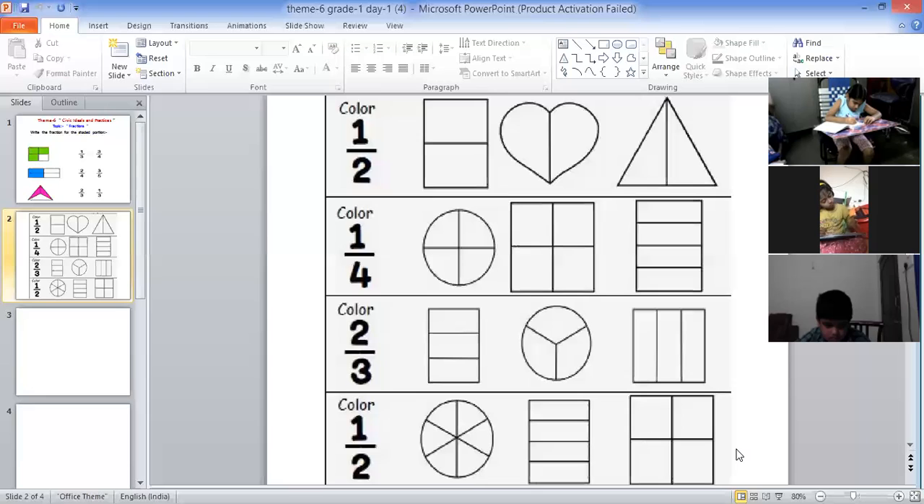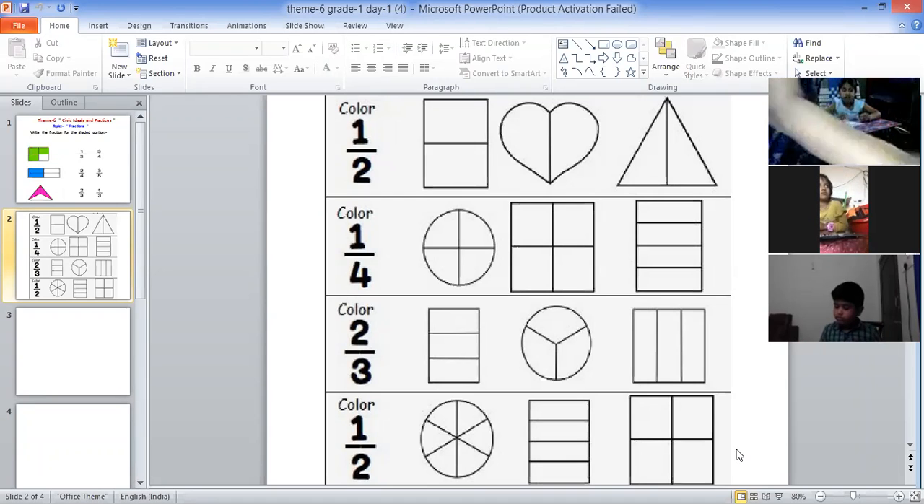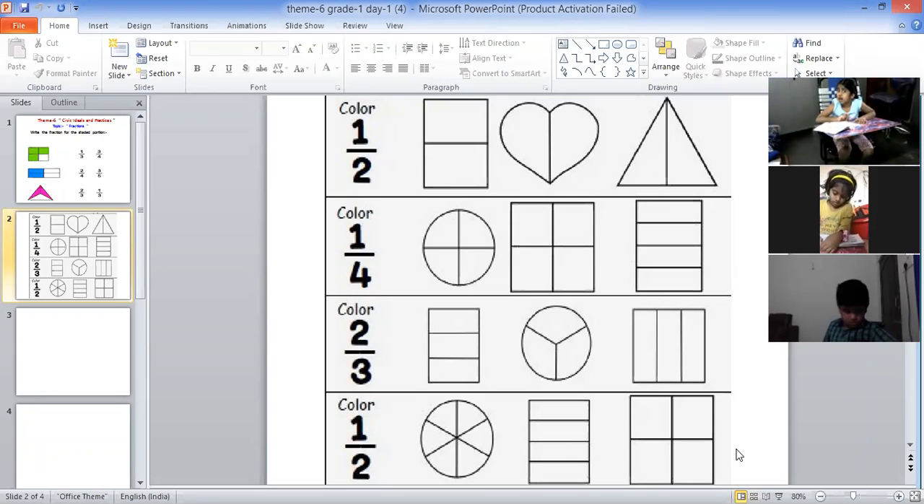First of all, note down the questions. And please draw shapes properly and divide them with the help of a scale. You should divide the shape properly, and then according to the given instruction, you will be coloring it. Like in the first one, it is color 1 by 2, that is color half. So you will divide the shape into 2 parts according to the question, and then you will be coloring only half part of it. Fine?